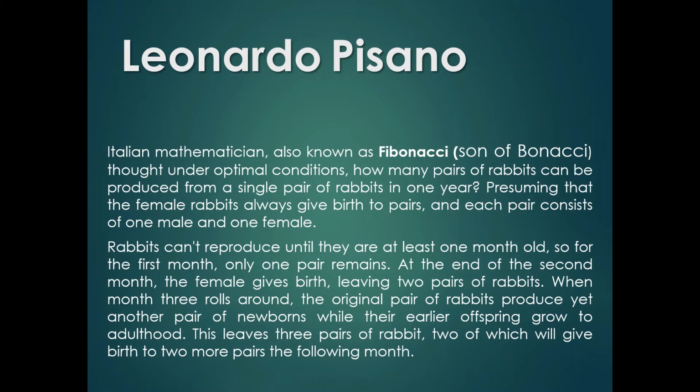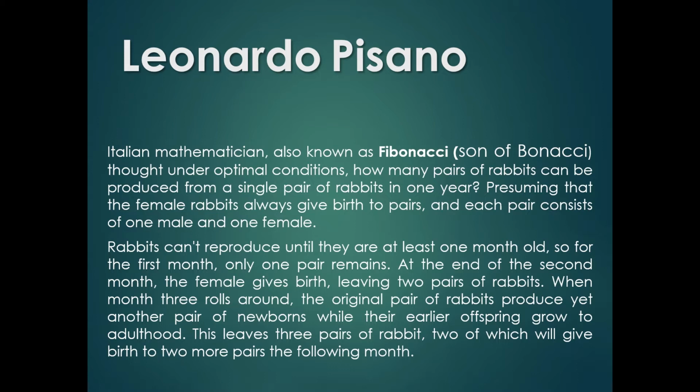Okay, so rabbits cannot reproduce until they are at least 1 month old. So for the first month, only one pair remains, the initial pair. When the next month comes, the second month, the female gives birth. So there is the original pair of rabbits, and then there is the new offspring. So there are now two pairs. Okay, so we start with one pair, then there are two pairs of rabbits.